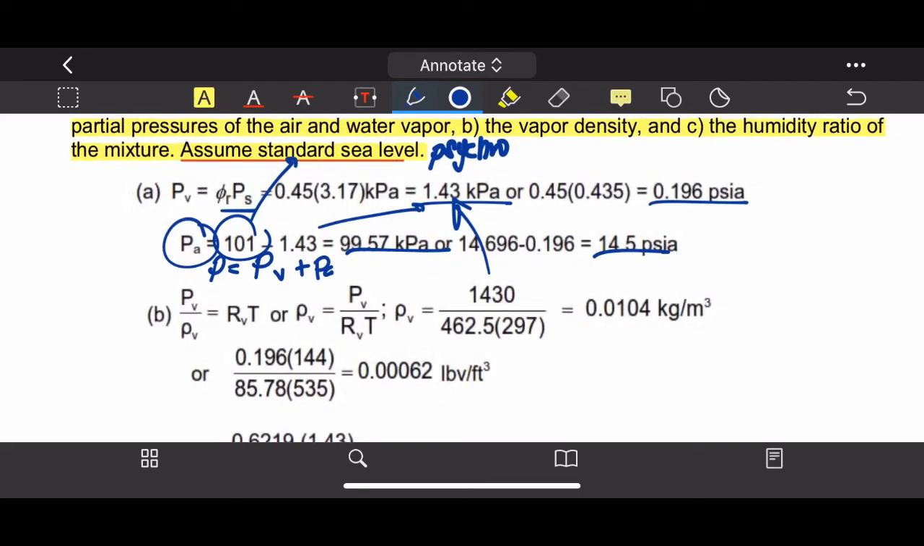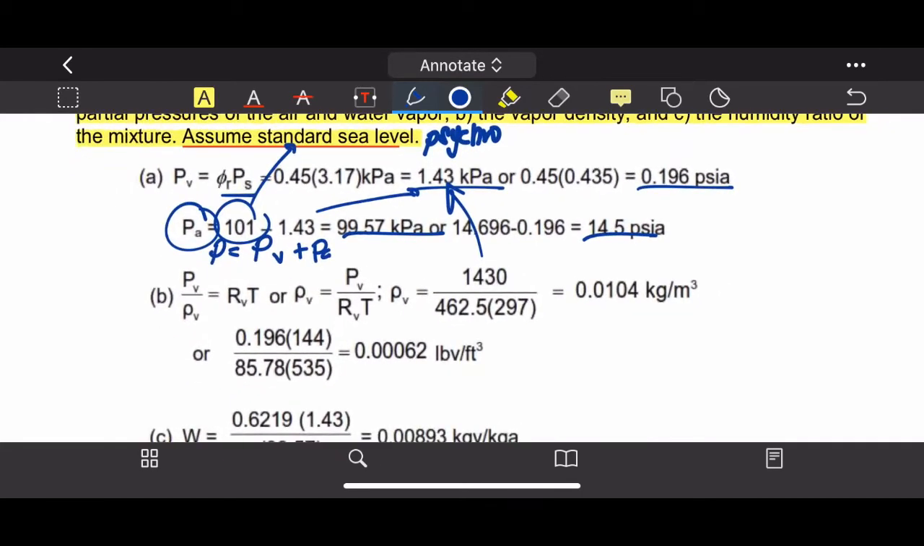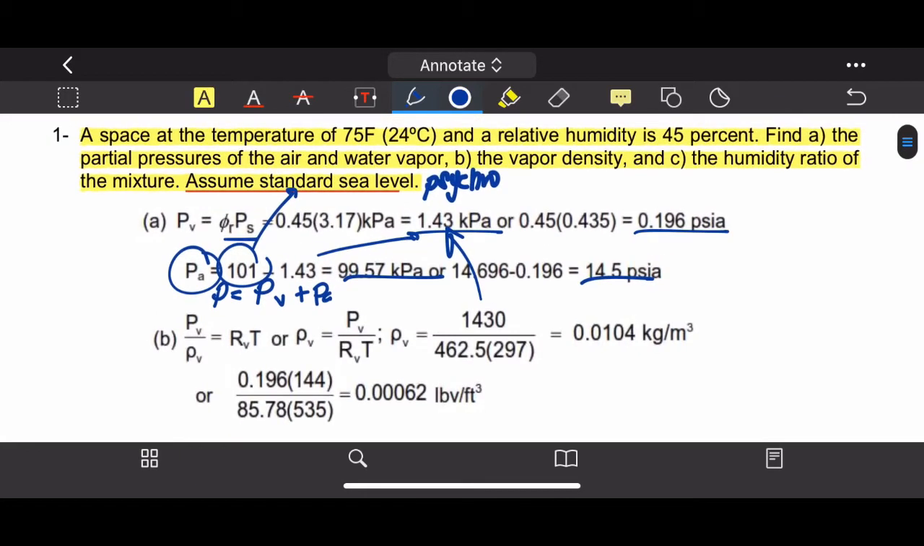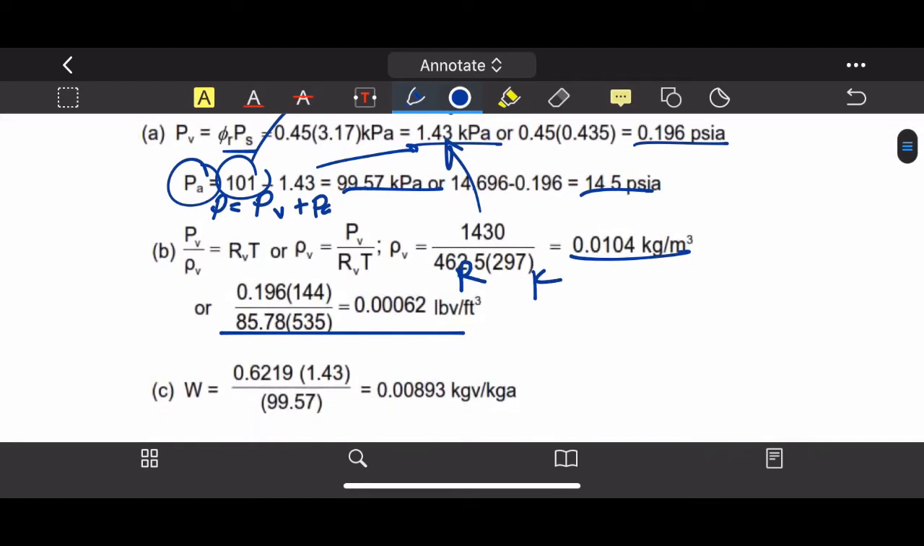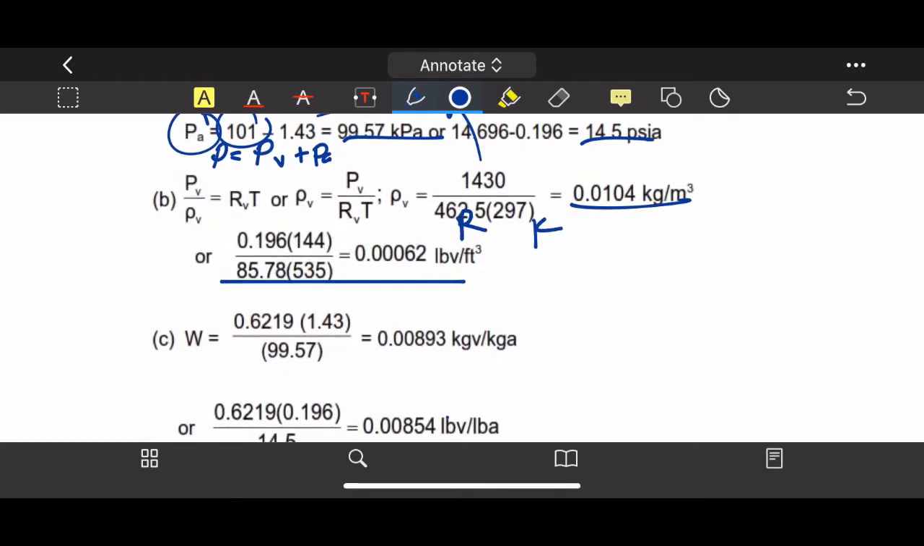So R will be given, which is this one, 462.5. And then the temperature is 24 degrees Celsius, and change it to Kelvin. So what you have there is 0.0104 kilogram per meter cube. Or you can do it in English units, and you get 0.0062 pound vapor per feet cube.